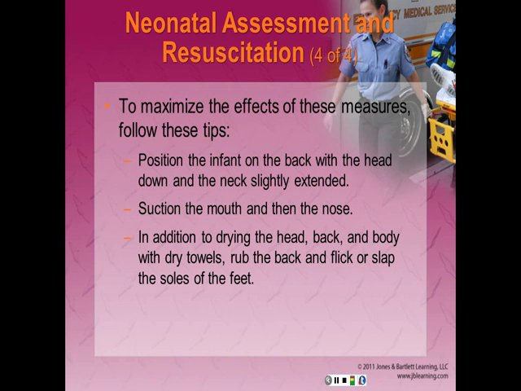Position the infant on his or her back with the head down and the neck slightly extended. Place a towel or blanket under the infant's shoulders to help maintain position. Suction the mouth and then the nose using a bulb syringe or a suction device with an 8 or 10 French catheter. Suction both sides of the back of the mouth, but avoid deep suctioning of the mouth and throat. Aim blow-by oxygen at the infant's mouth and nose during resuscitation.